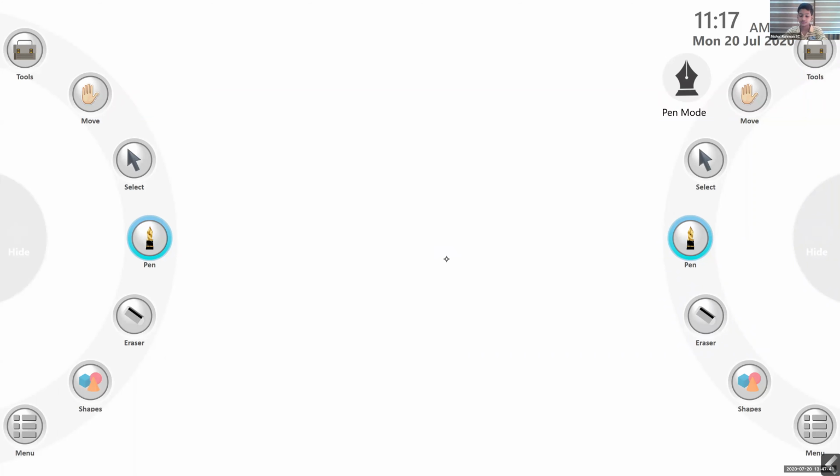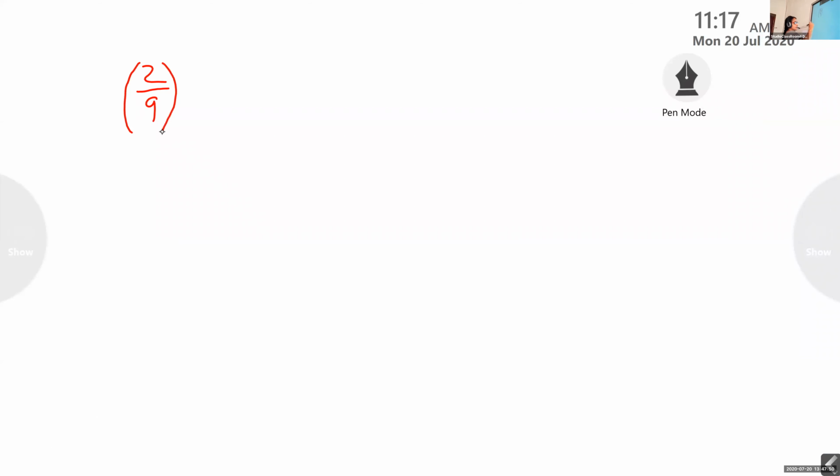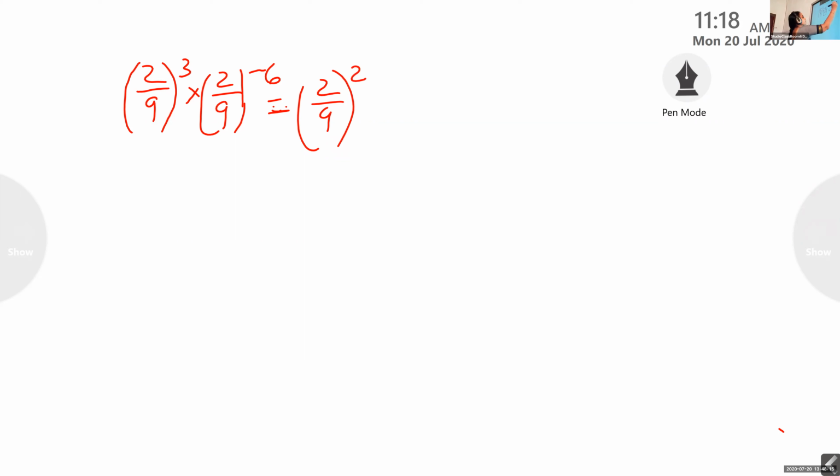Yes. Find the value of m. 2 by 9 the whole raised to 3 into 2 by 9 the whole raised to negative 6 equal to 2 by 9 the whole raised to 2m minus 1. Ma'am, that you have already given. This one we did? Yes.